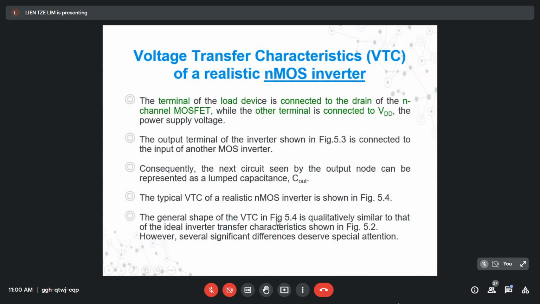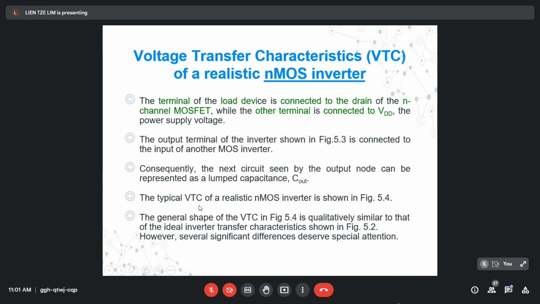So I go to the next slide. The terminal of the load device is connected to the drain of the N channel MOSFET, while the other terminal is connected to VDD, the power supply voltage. The output terminal of the inverter shown in figure 5.3 is connected to the input of another MOS inverter. Consequently, the next circuit seen by the output node can be represented as a lumped capacitance Cout.